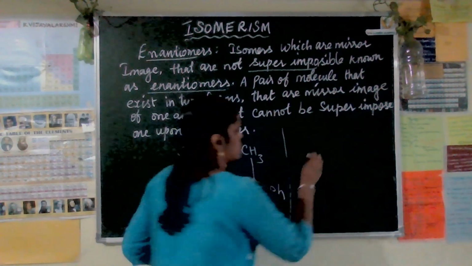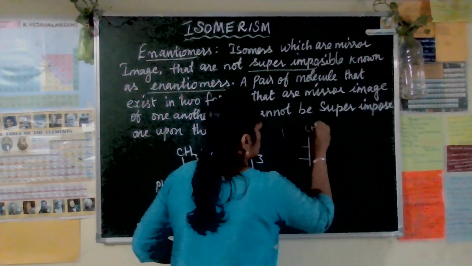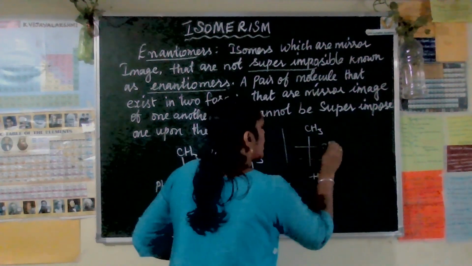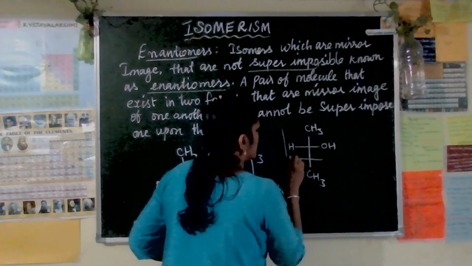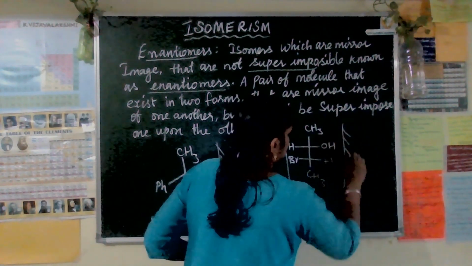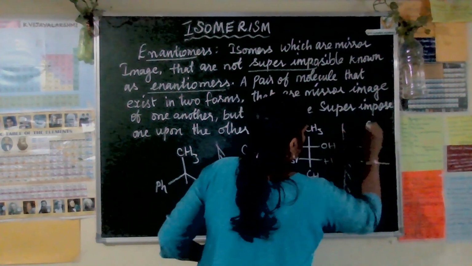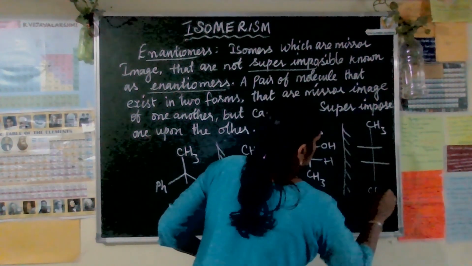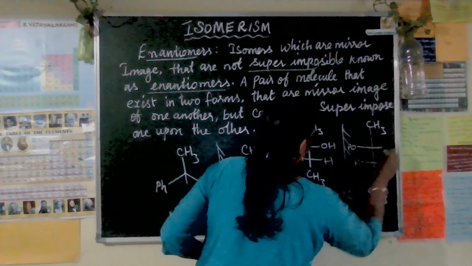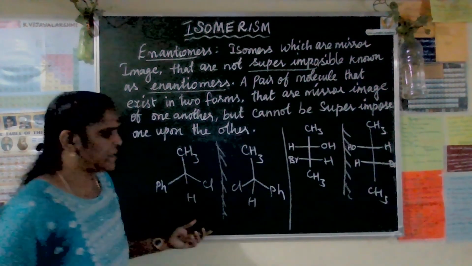One more example also we can say. Here CH3, here CH3, and here OH, here H, here Br, here H. The same way on this side CH3, CH3, and here OH, here H, here OH, H, here Br. Okay, in this way we can identify.